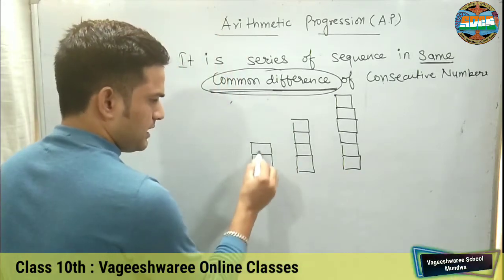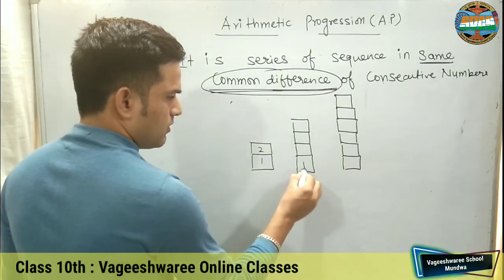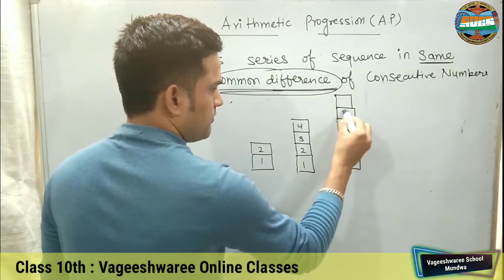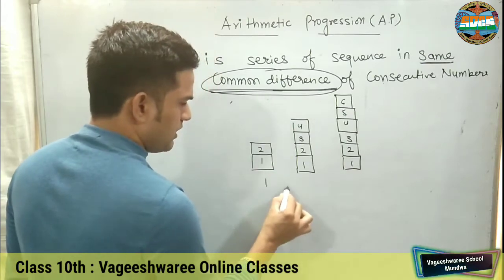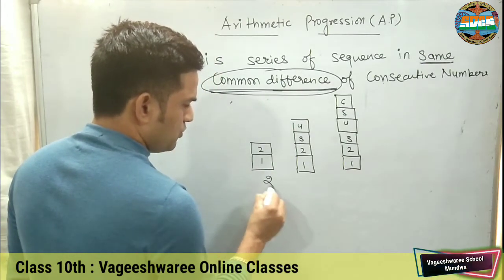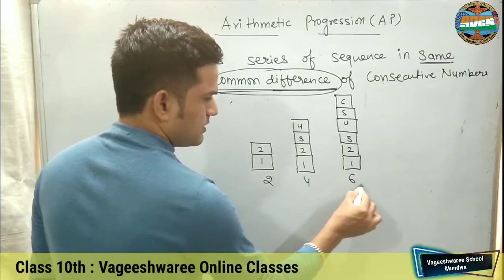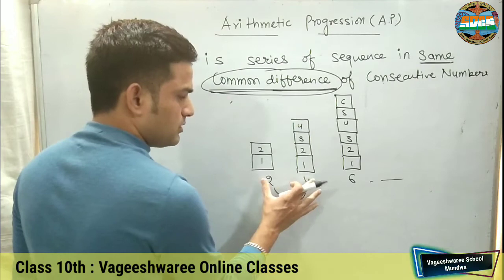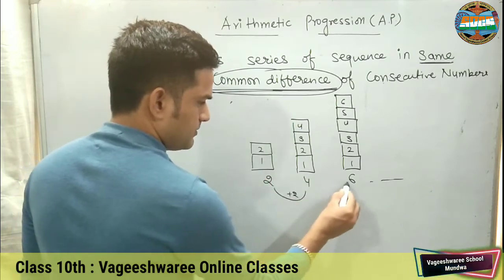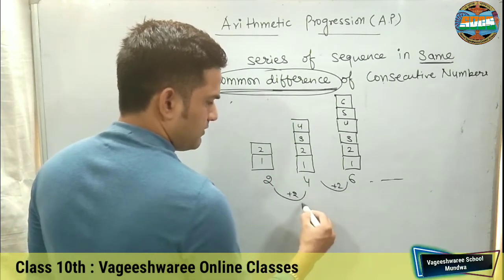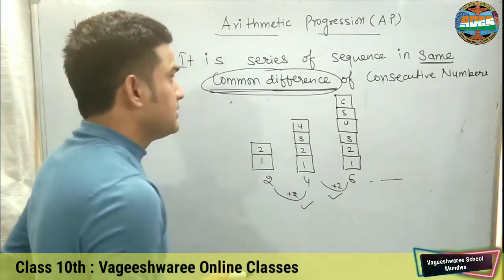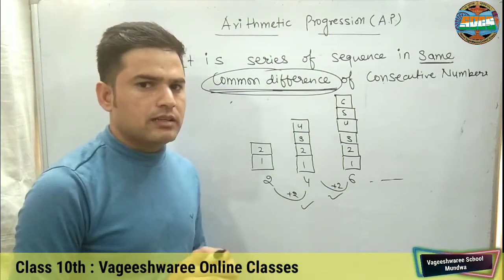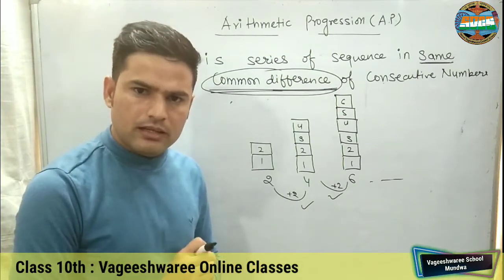Yes, we can say that this is an AP because this is 1 and 2, then 1, 2, 3 and 4, then 1, 2, 3, 4, 5 and 6. It means this series starts with 2, 4, 6, and so on. The gap between two consecutive boxes is plus 2, so we say that this is an AP. So you can understand properly whether this one is an AP or not.